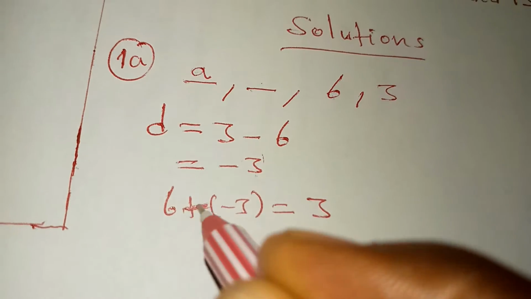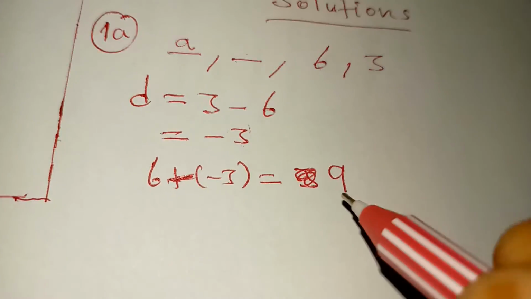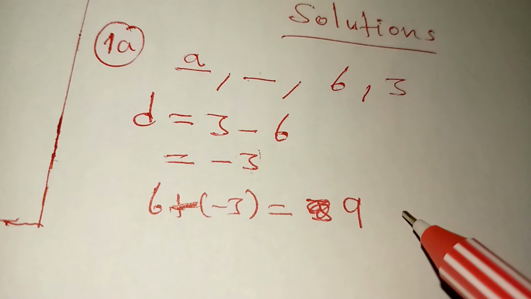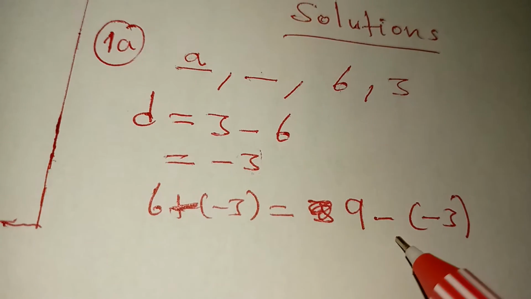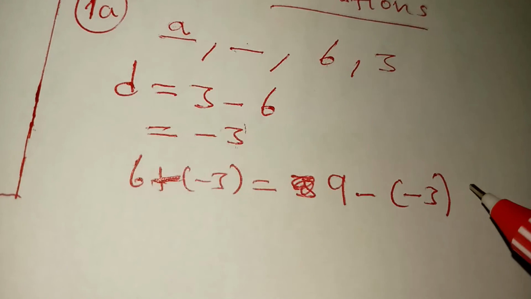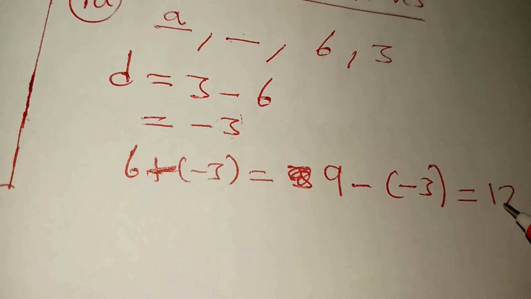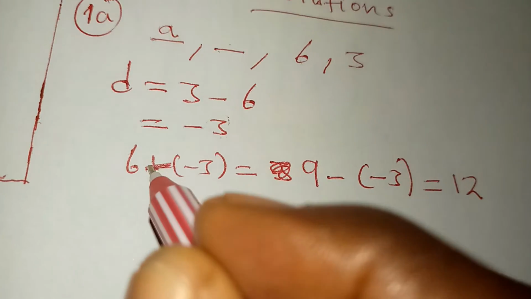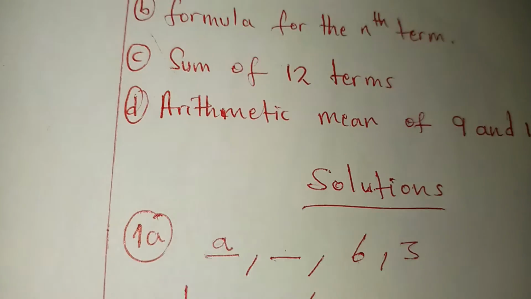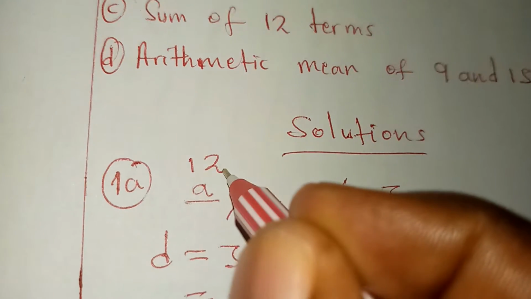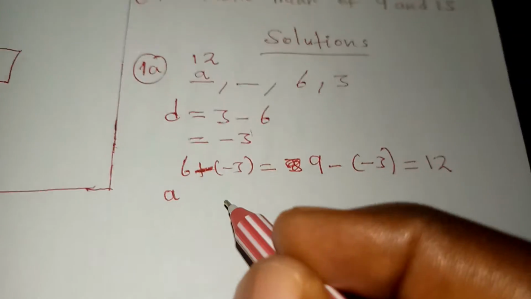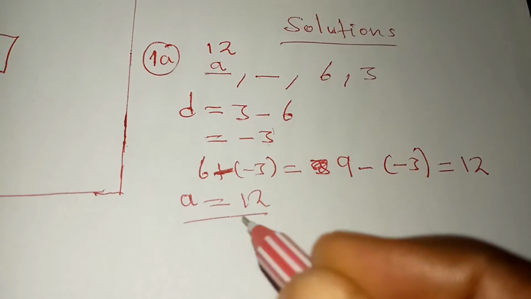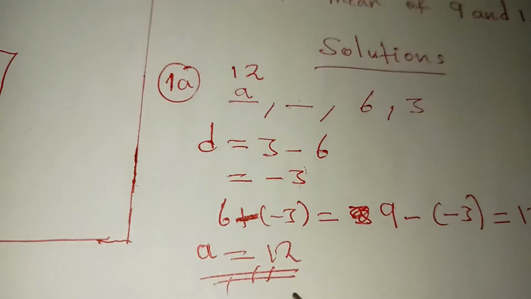Then we also have, you subtract there, it will give you 9 here. Then you also have 9 minus negative 3, which gives you 12. So here you subtract, sorry for that. This shows that the first term was 12. The question was to find the first term, so you just say the first term is equal to 12. This question had a single mark.